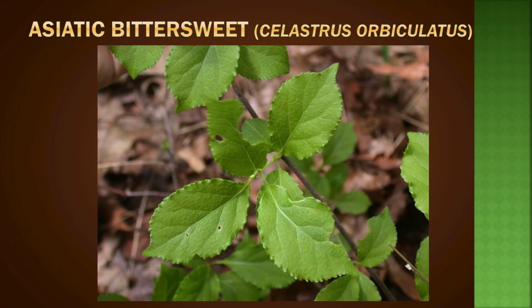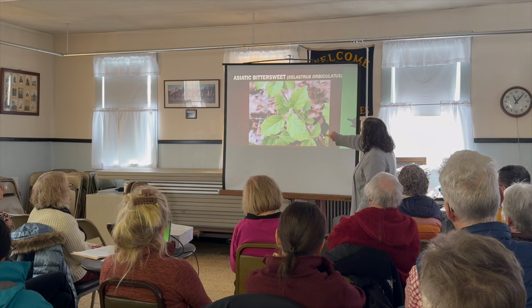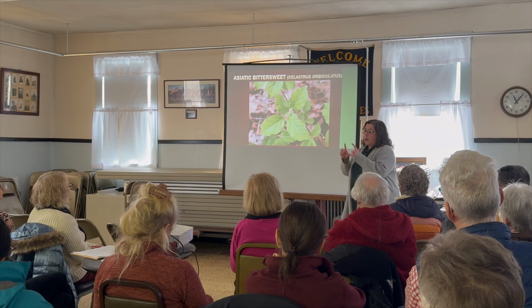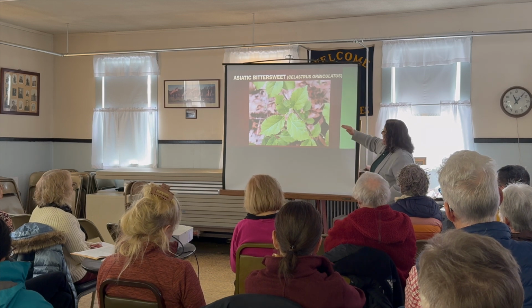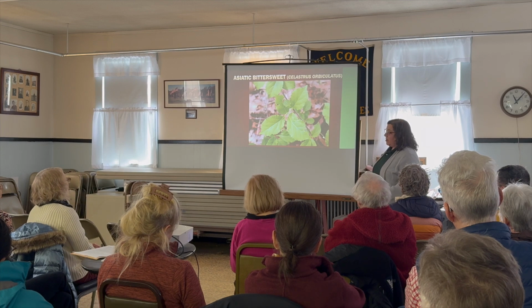Let's talk about Asiatic bittersweet ID for a couple minutes, mainly because I think that most people recognize it by the fruits, and that would be fine, except that Asiatic bittersweet has separate male and female plants. So the male plants don't fruit, so you can't use that as an ID character. So take a look at these pairs of leaves. Again, they're ovate or oval, but they have these wavy margins on the leaves.